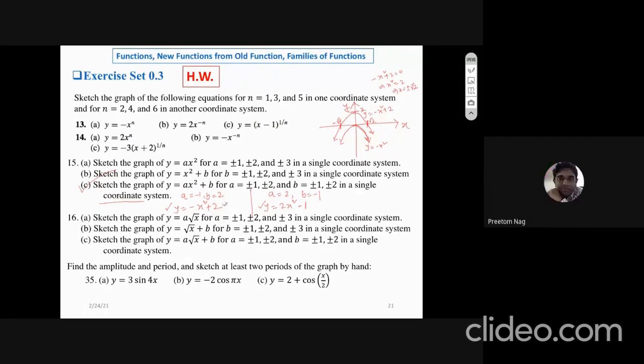So that was the first graph. Now coming to the second graph, what will it look like? The graph y equals x square will first be scaled by 2 times. So this is our graph for y equals x square.